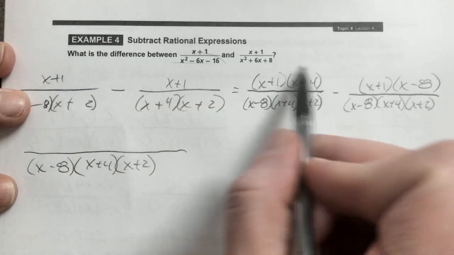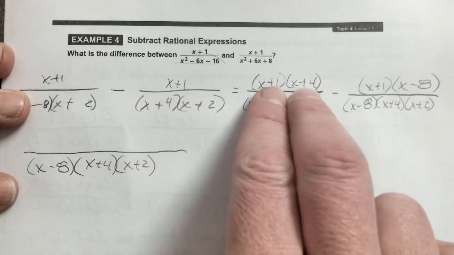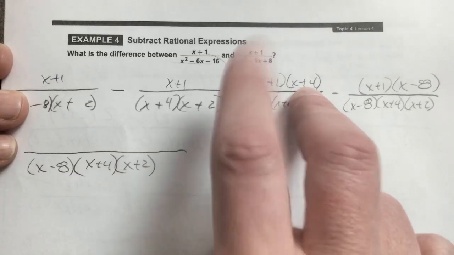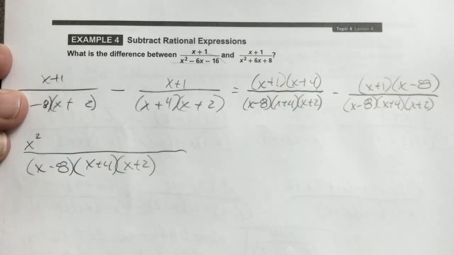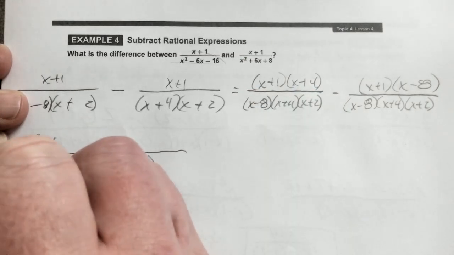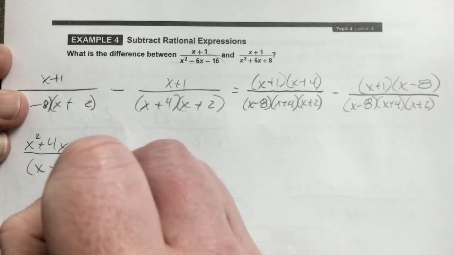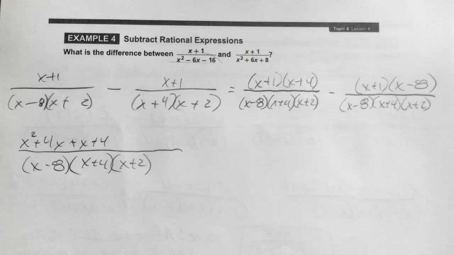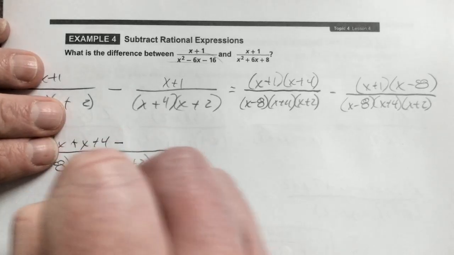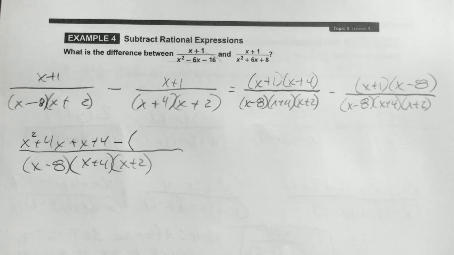So, multiplying my first pair of factors, we're going to FOIL it out. X times x gets us x squared. X times 4 is a positive 4x. 1 times x is a positive x. 1 times 4 is a positive 4. I do not need the parentheses around the first polynomial. However, when I go to subtract, I want to put the second polynomial in parentheses as a reminder that I will be distributing the negative.